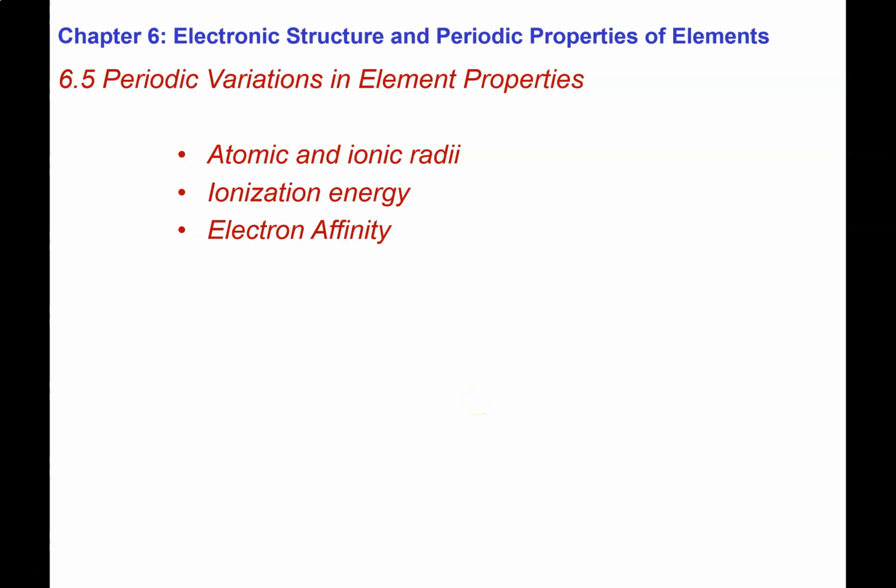So in this next section, we're going to be talking about how the properties of elements vary in a systematic or periodic fashion as we move across the periodic table. There are three properties that we'll be looking at. There's the atomic or ionic radii, which is a measure of the size of the atoms. We have the ionization energy and the electron affinity.